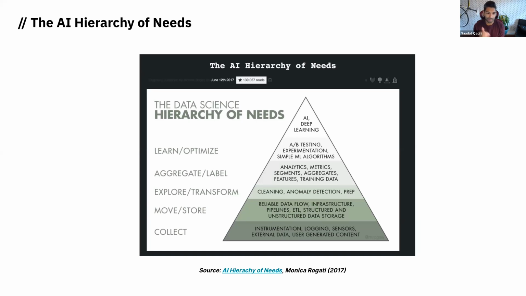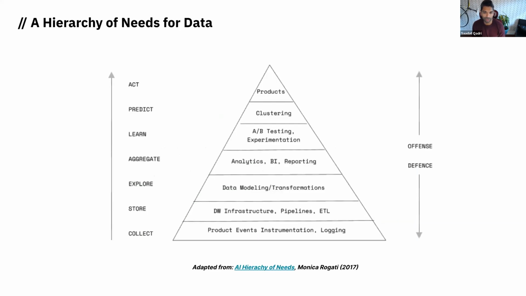And the synthesis of her article is simply that companies have to progress up this value chain. You have to get the foundational pieces in place before you can get to the fun stuff, which is all about learning, optimization, and the magical AI buzzwords. But you can't get to the top of the pyramid without actually getting your foundations in place. And we've taken Monica's thesis and built our own pyramid, which essentially does the same thing, but generalizes it for the world of business intelligence and for data engineering in particular.